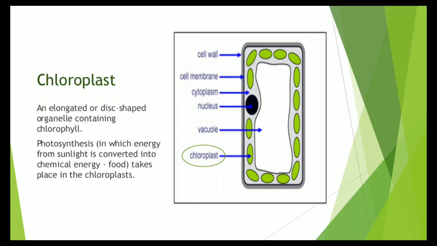Now the next is the chloroplast. Chloroplast is a green, elongated or disc-shaped organelle containing chlorophyll. Chlorophyll is a green pigment in the chloroplast, which helps the plant to make its own food by the help of photosynthesis, and the plant makes its food with the help of the chloroplast.